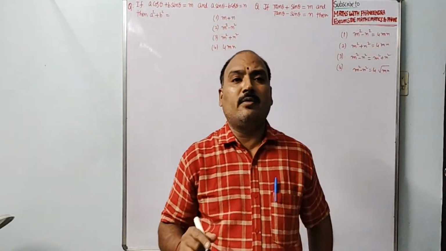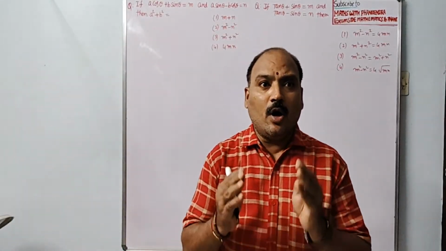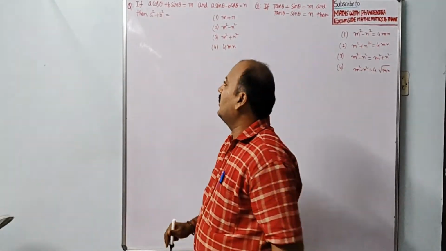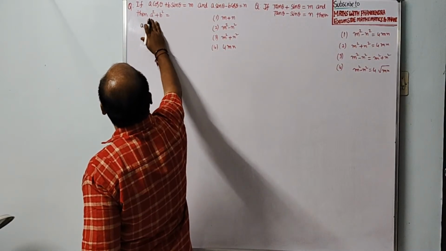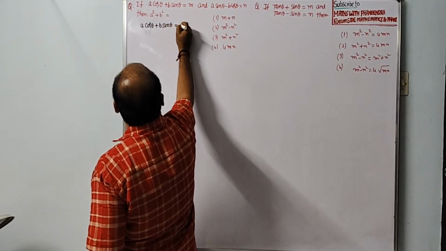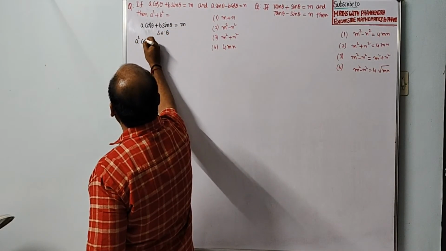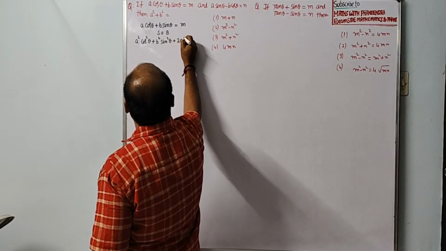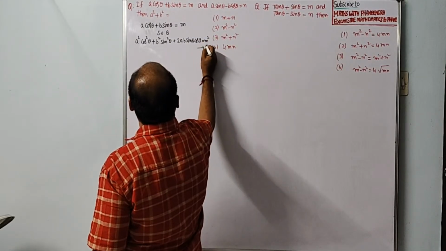Dear students, you remember whenever the question in terms of sine and cos plus minus is given, you have to do that for both the equations, squaring on both sides and then add. So you will get the answer. So for first one, a cos theta plus b sin theta is equal to m, squaring on both sides, a square cos square theta plus b square sin square theta plus 2ab sin theta cos theta is equal to m square. Keep it as equation number 1.